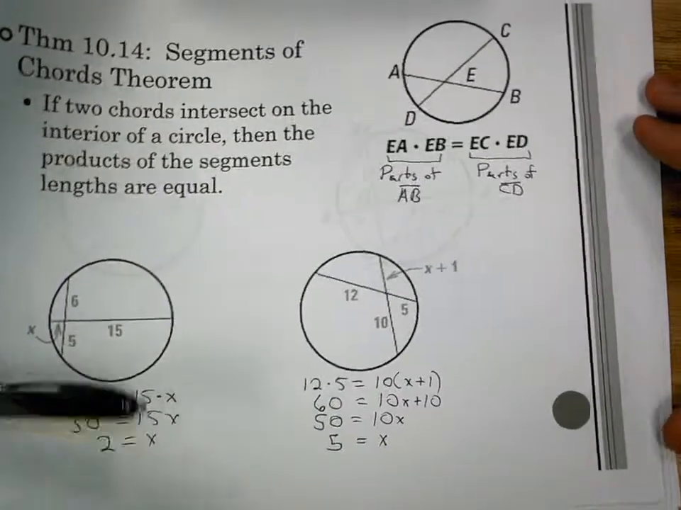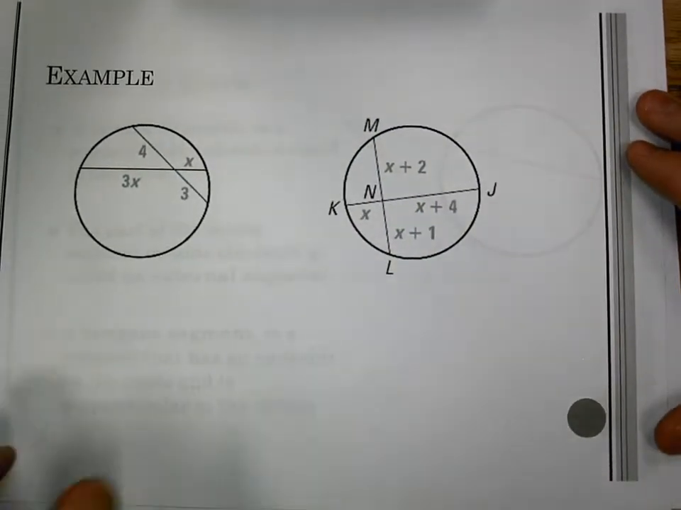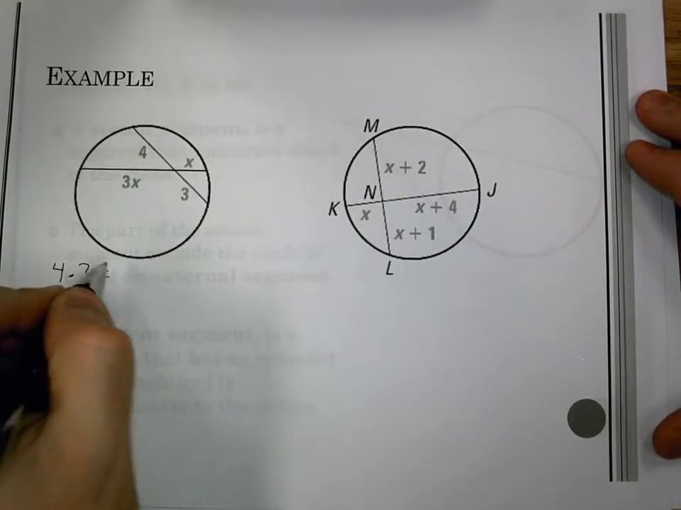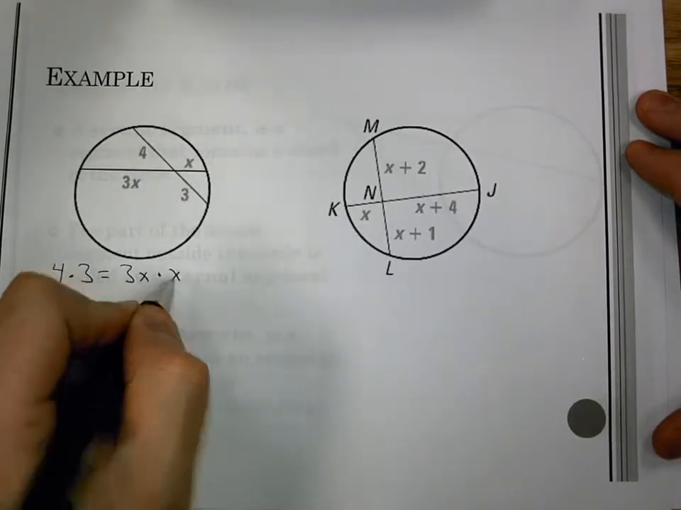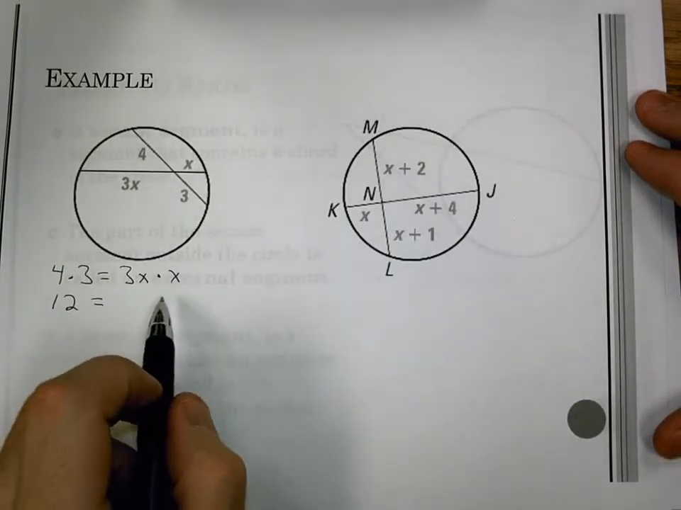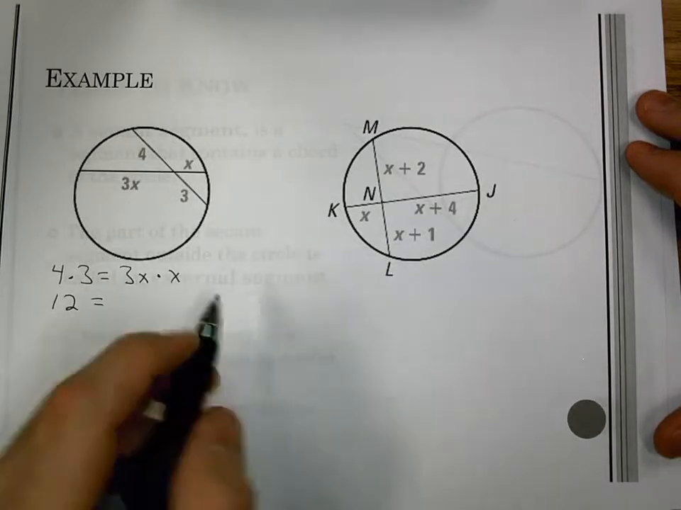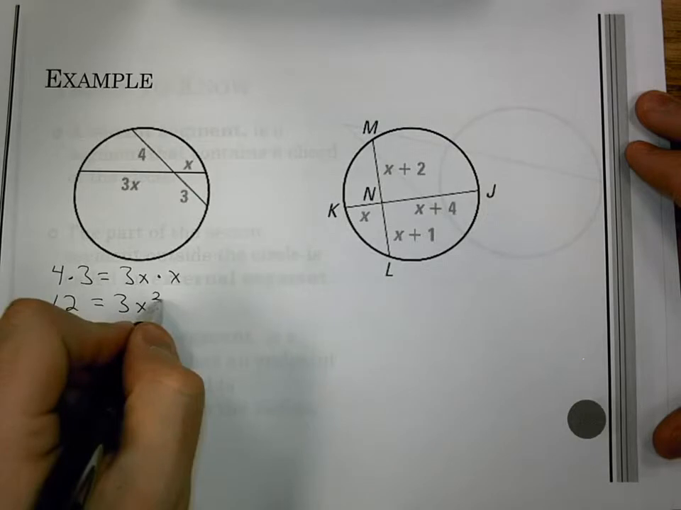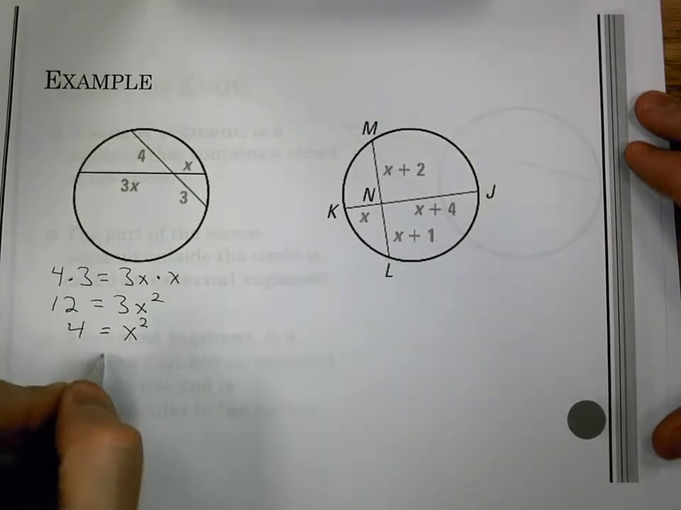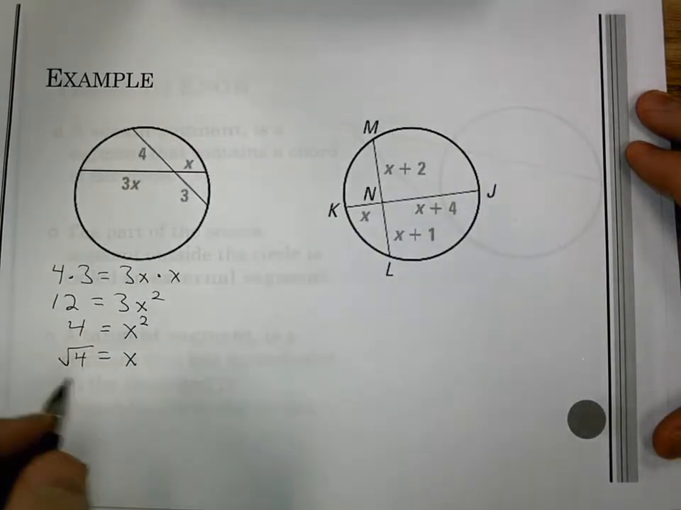A couple more for us to look at. Here I'm going to do 4 times 3 equals 3x times x. That gives me 12 equals, now 3x times x is 3x squared, not 4x. If I was adding them, it would be 4x, but it's 3x squared. I divide both sides by 3, I get x squared equals 4. Take the square root, x equals the square root of 4.